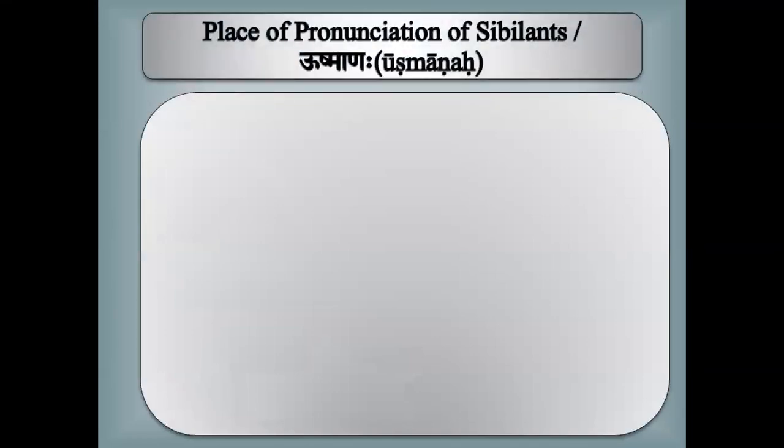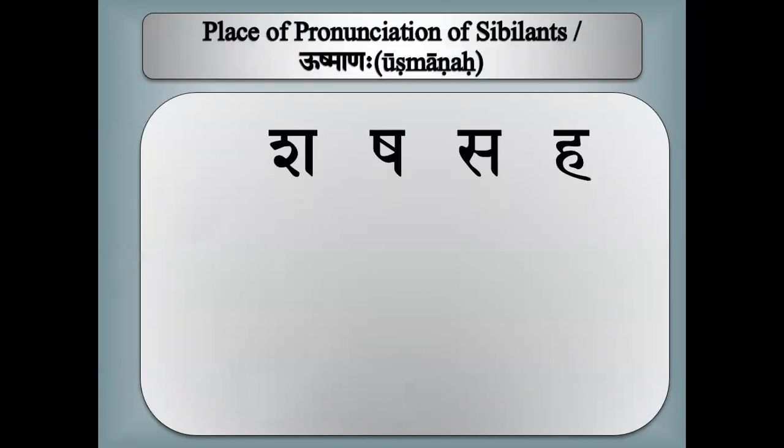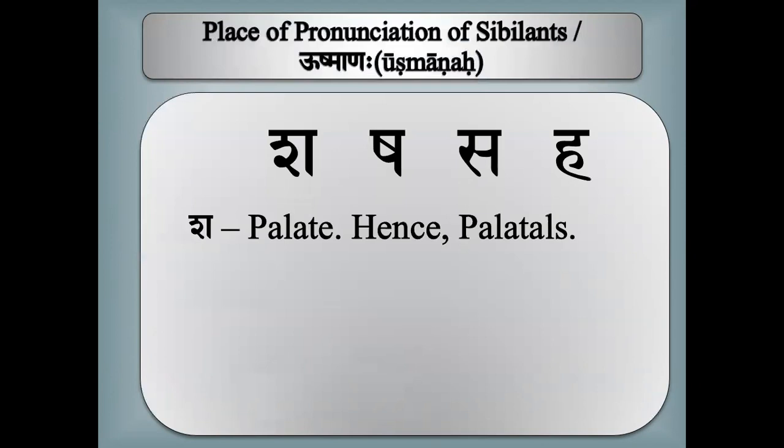And before that, now let us see the place of pronunciation of sibilants. That is interesting. Sha, sha, sa, ha. Four sibilants are there. Now you tell me the uchcharana sthanam, the place of pronunciation, of the first sibilant, sha. Shankara, Shiva, Shastram, Shakataha. What is the position of the tongue? Palate. Very good. Palatal. And the next one, Shanmuka, Shashti, Varsha, Krishna, Rishi. What is that? Sha.